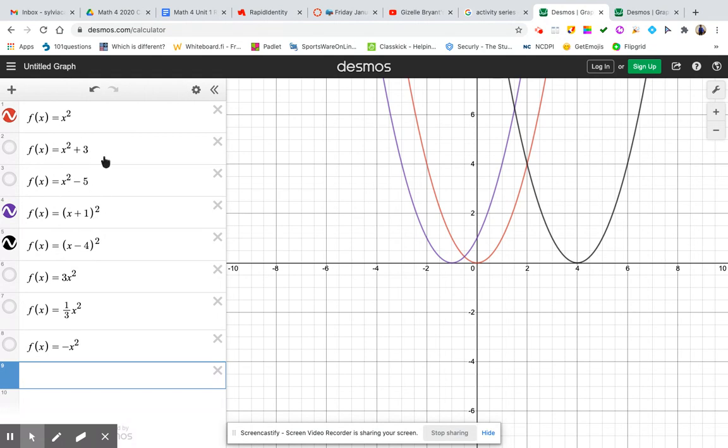As opposed to these two graphs out here, the x squared plus 3 actually moved up 3, and the -5 moved down 5. So these two are actually what you think. But if it's inside any kind of parentheses, a square root, any kind of grouping symbols, it's going to be the opposite of what you think, and it's going to move it left or right.